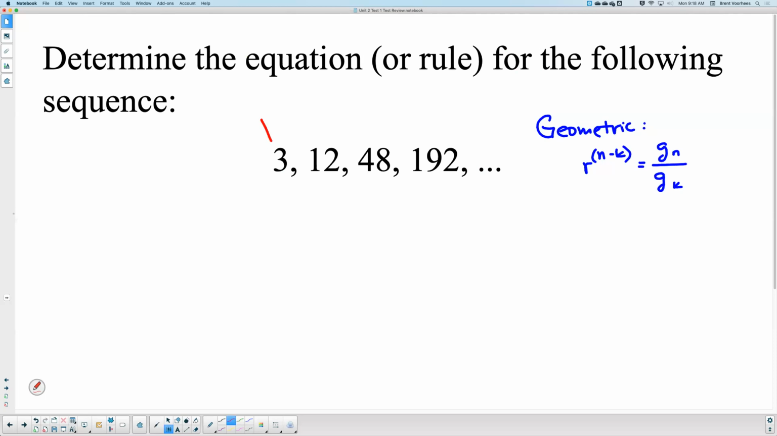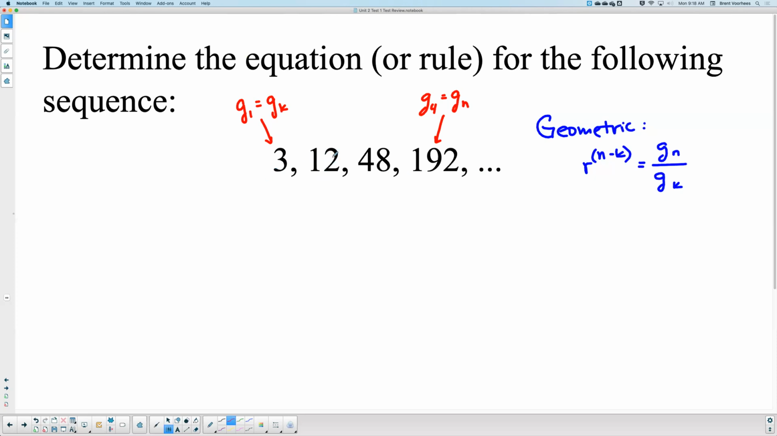Let's say this is, what would we call this term? It'll be GK. G1, which is going to equal GK in the formula. Okay, what about 192? What would that be? G4, and G4 is going to represent GN in the formula. So I'm just going to show you.